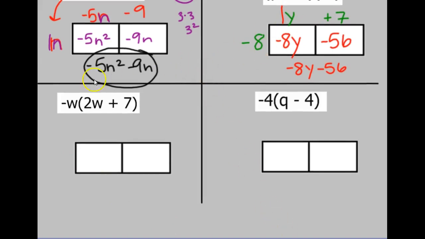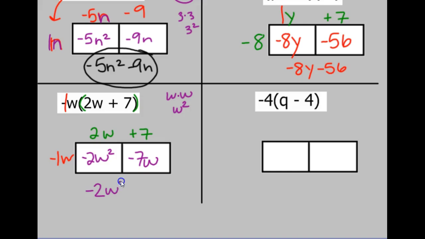Next, again, like this last one, identify your classroom first if that's helpful. The two terms that go on top are 2w and 7. Out front, this is really a -1, so -1w. And multiplying, -1 times 2 is -2. W times w is the same as w squared. And then -1 times 7 is -7. A lot of people stop there, but we really do need to include this w as well. Our answer is -2w squared minus 7w.